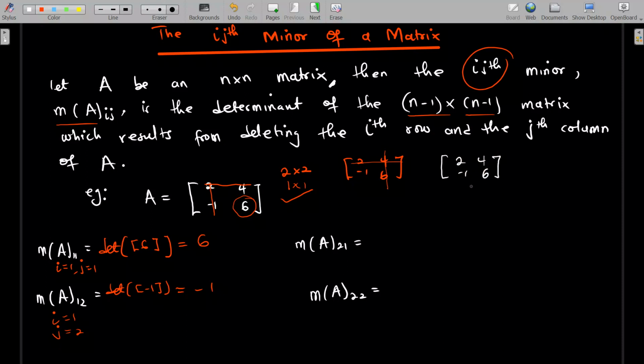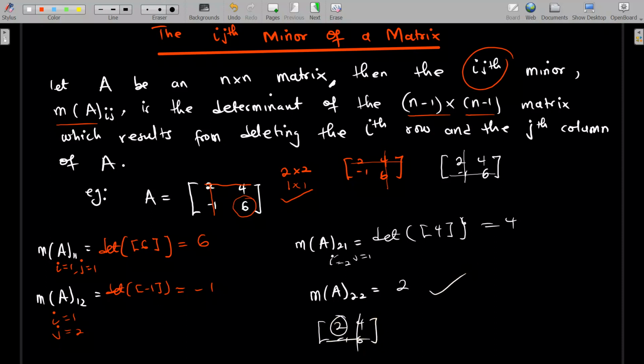So the same thing, 2, 4, -1, 6. Then M21 is going to be row 2 and column 1, so i is equal to 2, and j is equal to 1. So this is equal to the determinant of the matrix with the only entry 4, and that is equal to 4. Now the other determinant is obviously equal to 2, because that's going to be M22. The minor of A22 means cancel row 2 and column 2, and I'll be left with 2. So the minors of the 2 by 2 matrix are given by this.